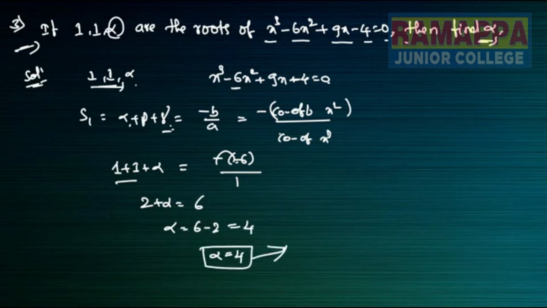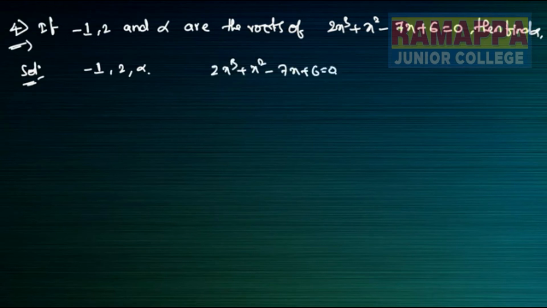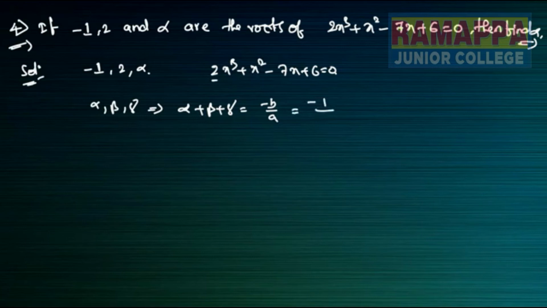Now moving to the next question, the fourth one. The fourth question solution: it is the same question as the third one. Minus 1, 2, alpha are given as the three roots of 2x cube plus x square minus 7x plus 6 is equal to 0. So we have to find alpha. Now, alpha plus beta plus gamma is equal to minus b by a. So minus b is minus 1, divided by the coefficient of x cube, which is 2.